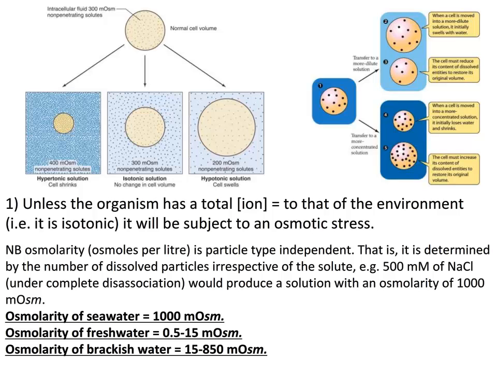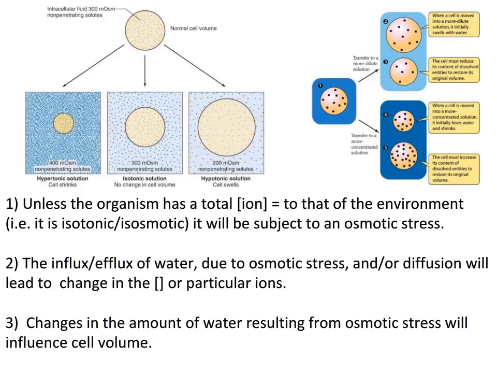Now, these have some important consequences. Unless an organism is isotonic, or has the same number of solutes dissolved in it as outside, it's going to be subject to an osmotic stress. The result of that osmotic stress is that there's going to be an influx or efflux of water. If the organism is hyperosmotic, water's going to try and come in. If it's hypoosmotic, water's going to try and leave. This can lead to a change in the concentration of particular ions, and this loss or gain of water is going to cause a change in cell volume, so either an increase in cell size or a shrinkage.